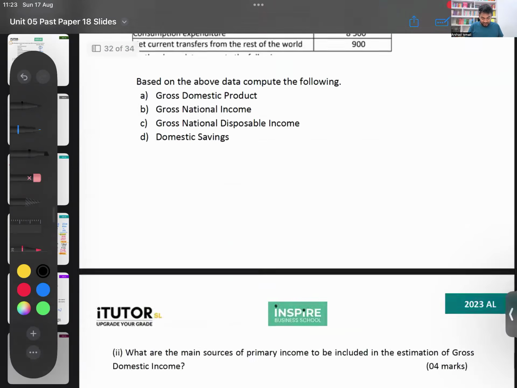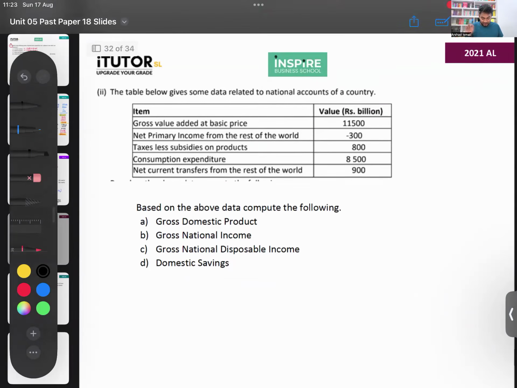Okay, 2021. So you have 2 more questions and we're done. 2021, question number 2. The table below gives some data related to national income accounting. They're asking for GDP, GNI, gross national disposable income, and domestic savings. So how do you get GDP? They have given us GVA plus taxes less subsidies on products, right?